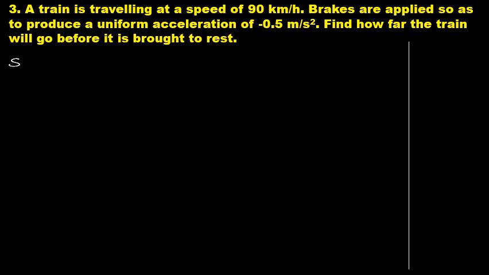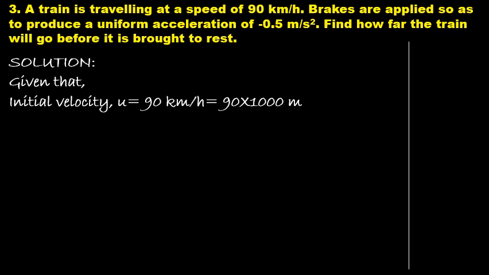Again, we follow the same steps for solution. We first write the given quantities. So we have been given initial velocity as 90 km per hour. This time initial velocity is not 0 because here final velocity is going to be 0. We have to convert it into SI unit, that is meter per second, because acceleration is given in SI unit. So we must convert velocity also in SI unit.